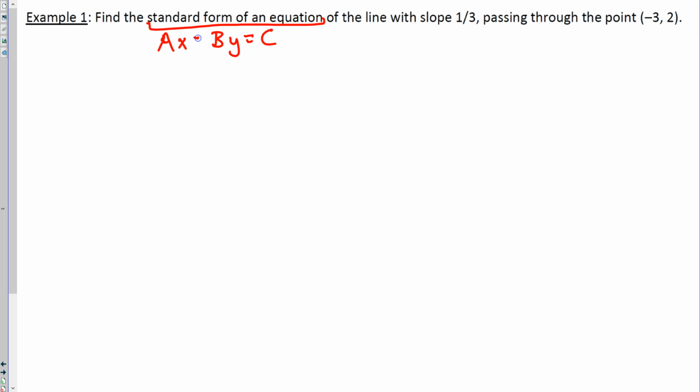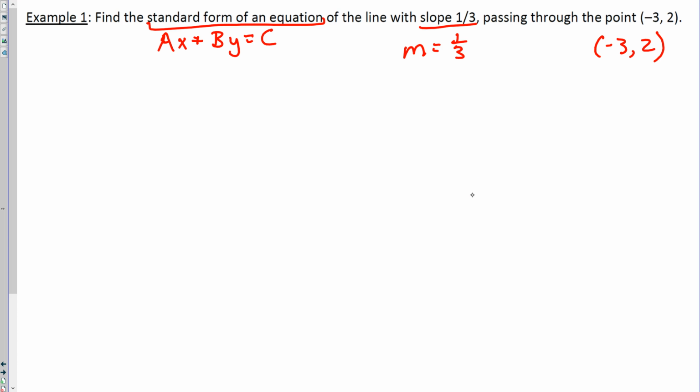They also told us some information about our line, that the slope is 1/3. That's our m value. And also the location of the point on my line, that the point is at (-3, 2).